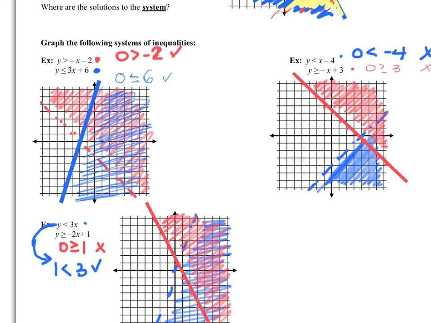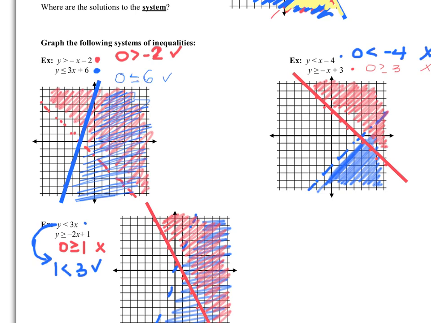So, some examples of ordered pairs that would be solutions. (0, 0) is a solution to both, so that works. (1, 2), (3, 4), (2) it's inside both, so that would work. (0, 6) is in the red, so it would be a yes for red, and it's on the blue line, and the blue line is solid, so it would be a yes for blue as well, so (0, 6) would work.